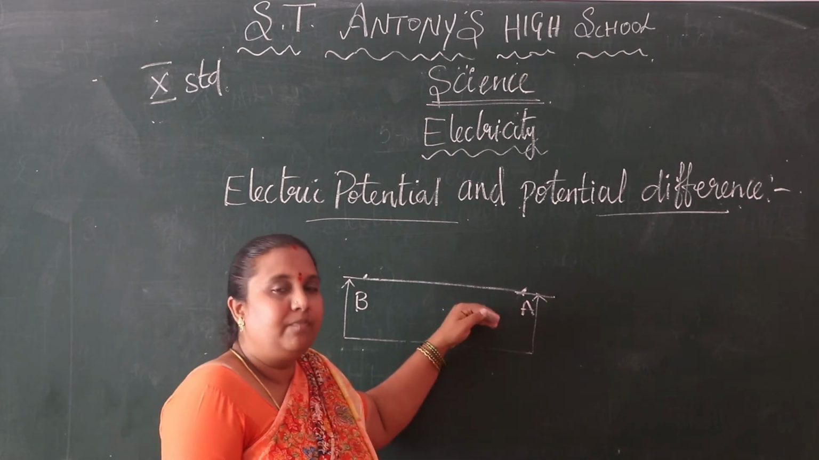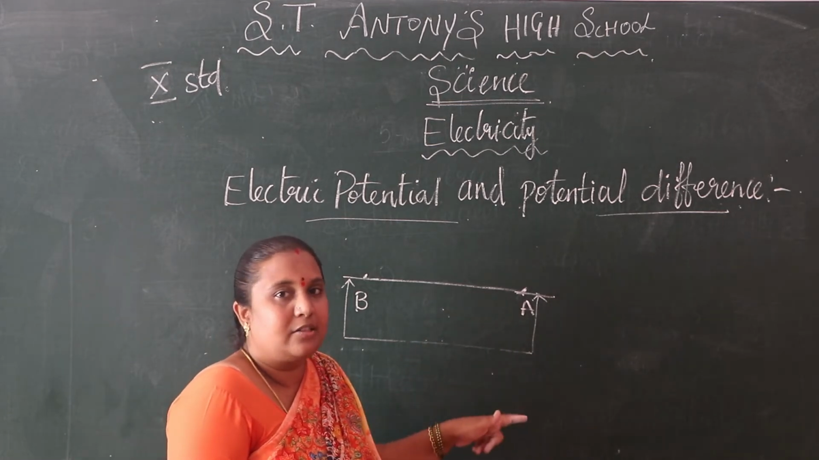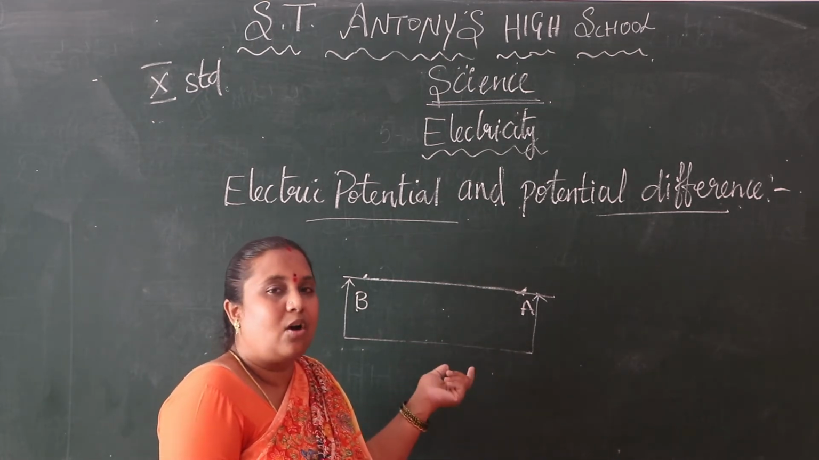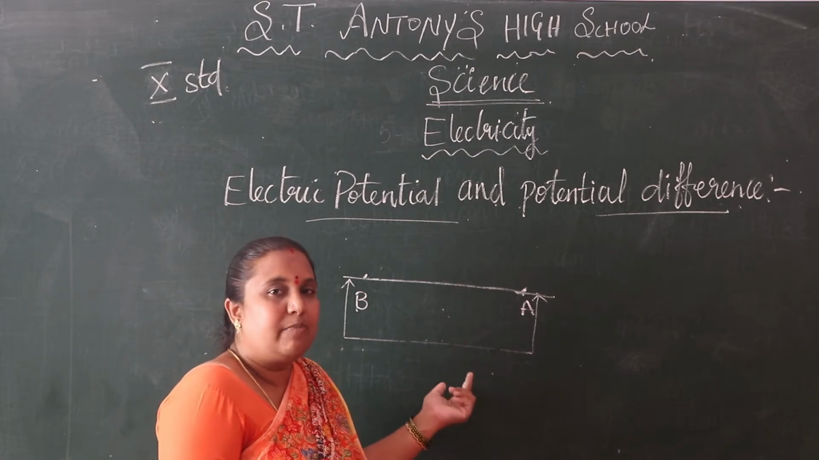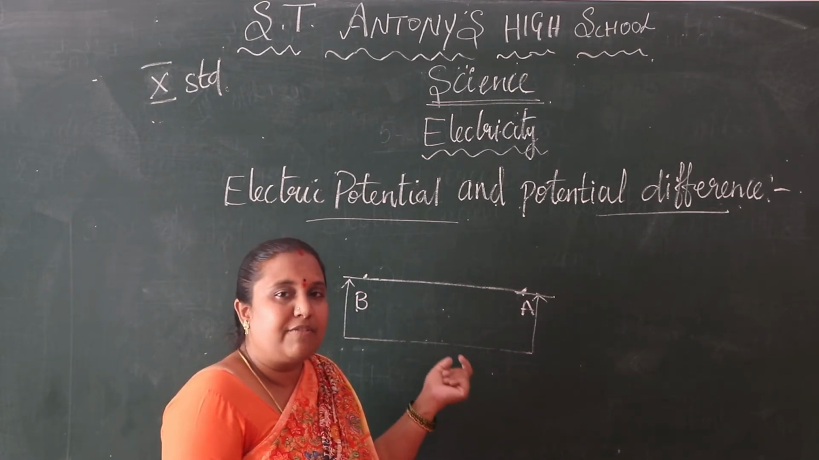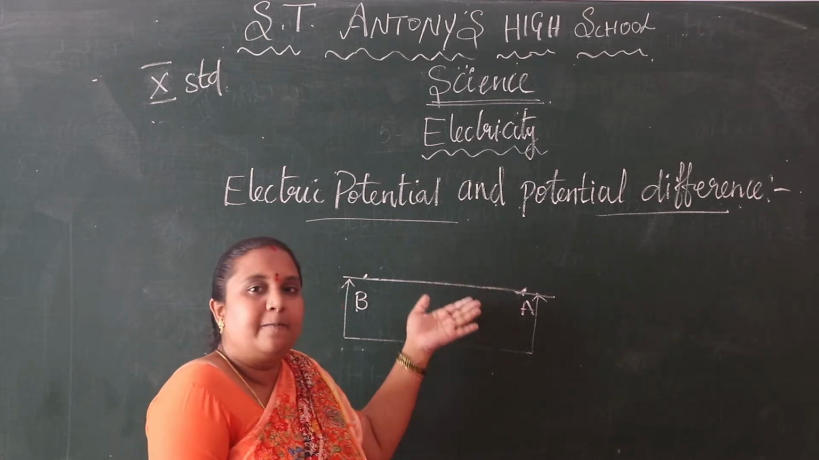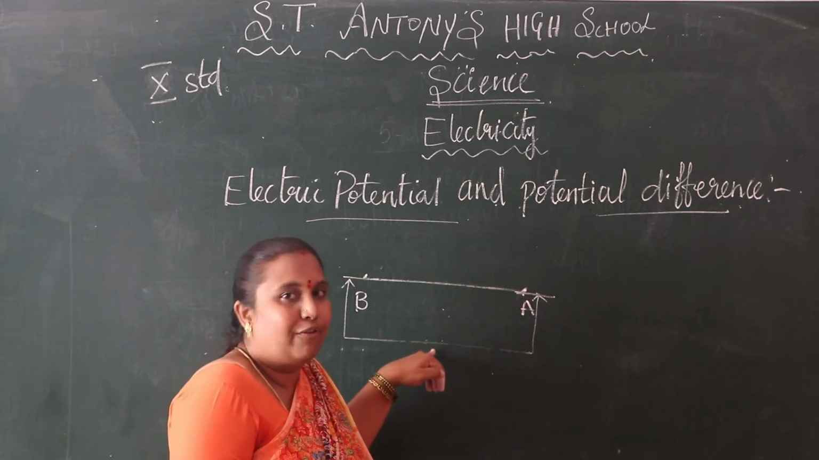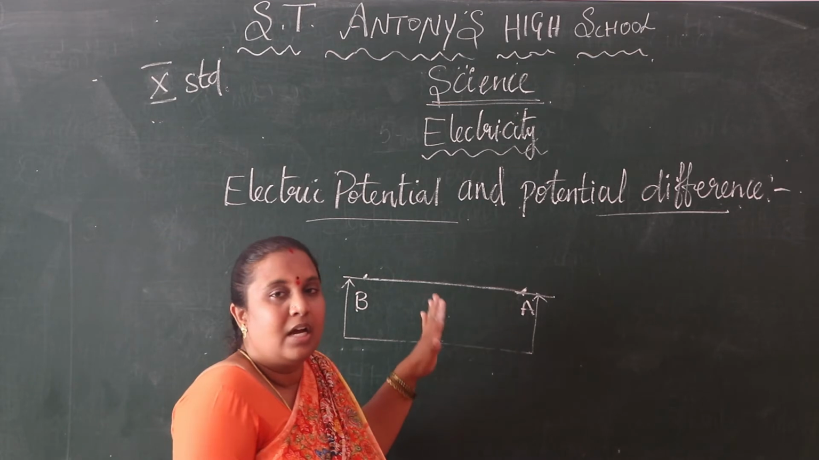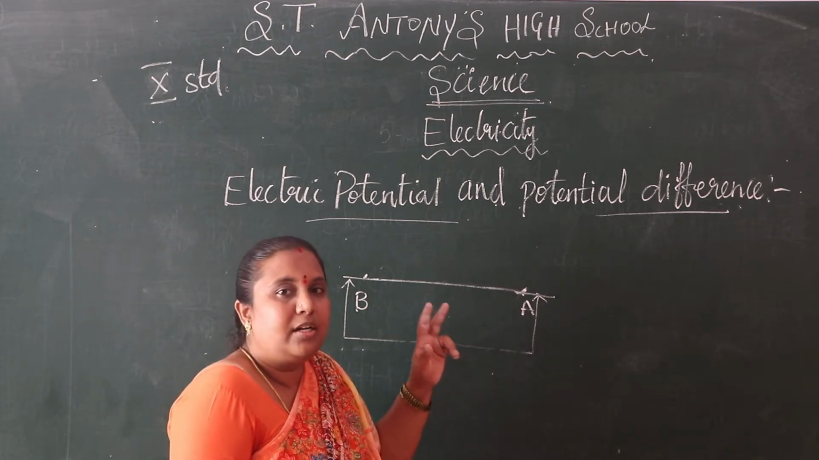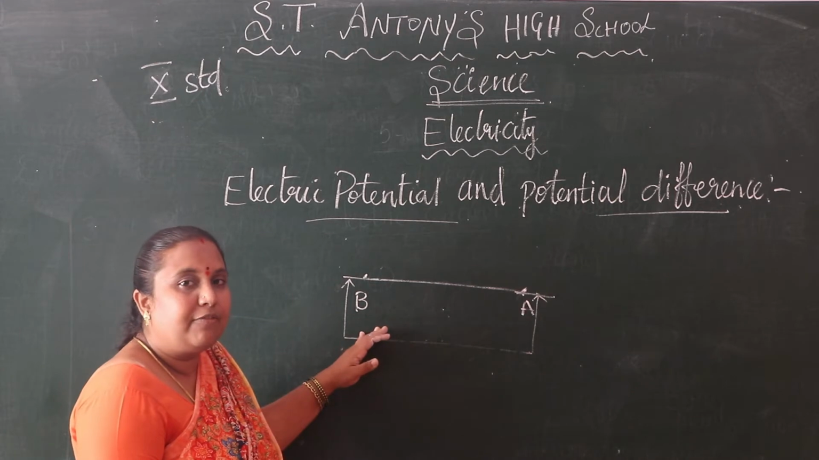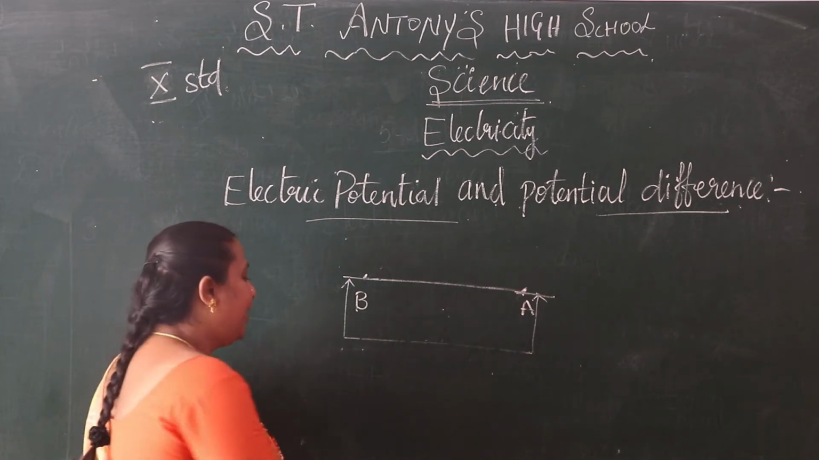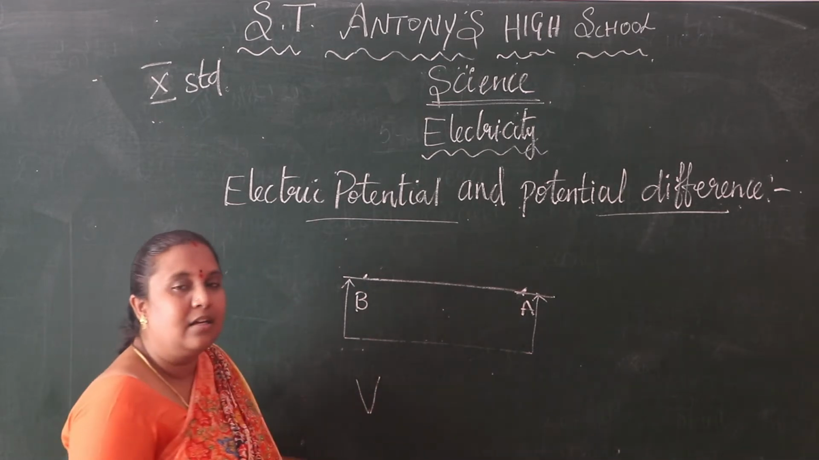So work done by, what is electric current? The flow of charge. How much charge flows from one point to another point, that we can check, is called the electric potential difference between 2 points. What is electric potential difference between 2 points? Work done by charge. Understood? The electric potential difference from A to B, we mention it as V.